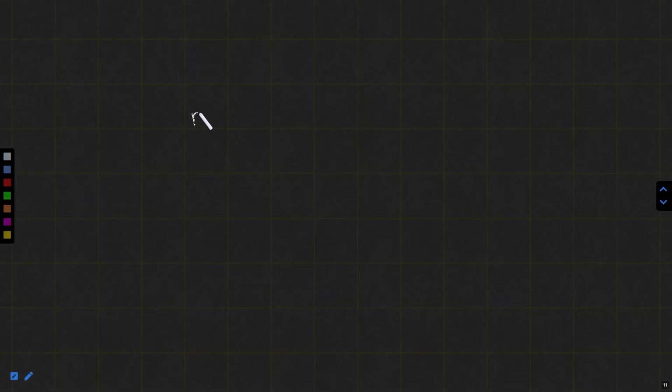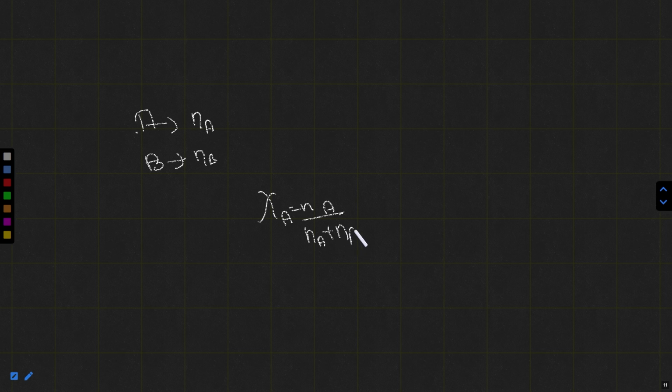So if you have Na and Nb, two particles of A and B, then what will be the mole fraction of A? It will be Na divided by Na plus Nb. Now you know very well from the property I have just told you that the mole fractions of both these components will be equal to 1. So if you want to find chi of B, that is the mole fraction of B, it will be 1 minus chi A.